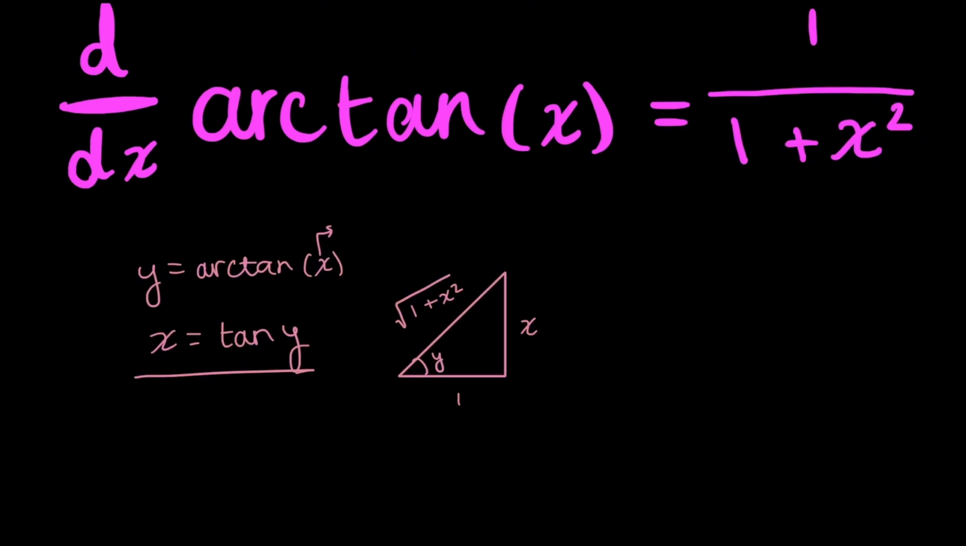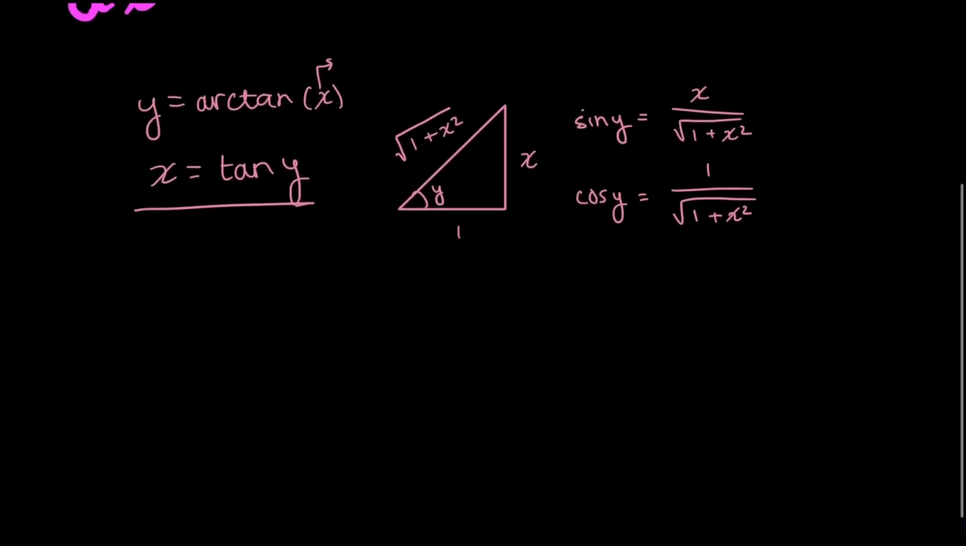If this is my angle y, then I can collect information about sine and cosine. Our sine in this case is the opposite over the hypotenuse of the triangle, so that would be x over the square root of 1 plus x squared. And our cosine is the adjacent over the hypotenuse, which would be 1 over the square root of 1 plus x squared. We'll come back to this.